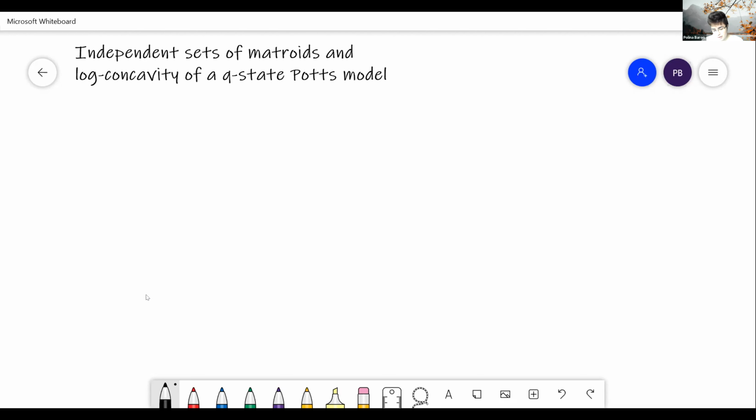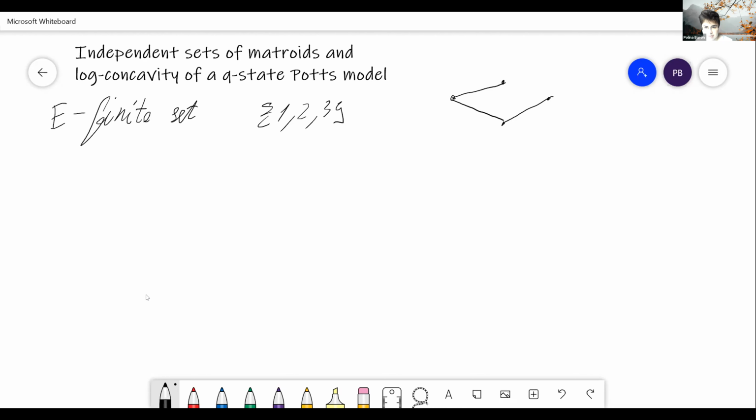Right, so we'll start with considering a finite set. We will call it E. And the set can be just a set of numbers. For example, we can consider a set of numbers 1, 2, 3 or something. Or alternatively, we can consider a set of vertices of a graph. Say a graph like that. That's not a very interesting graph. We will use this example later.